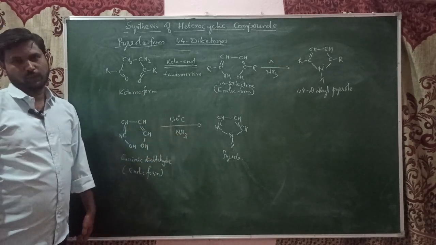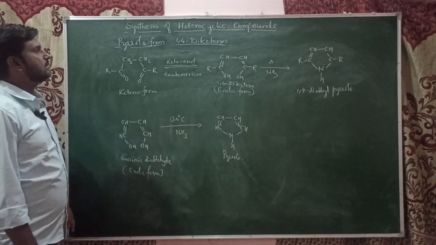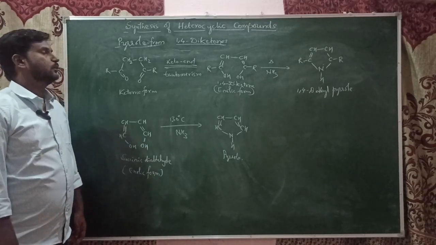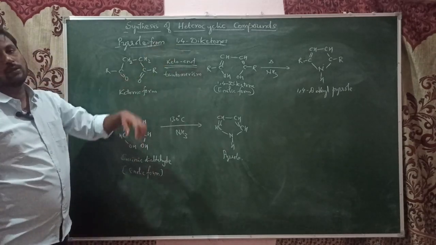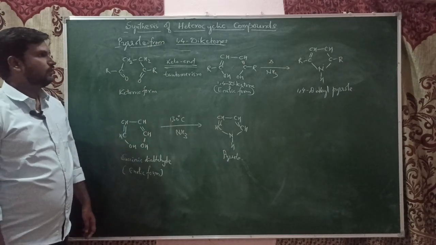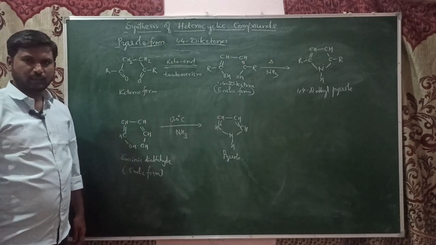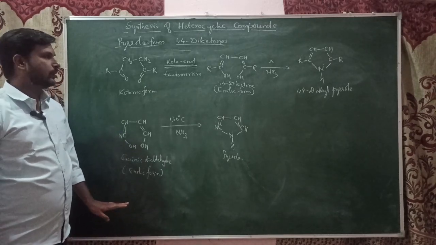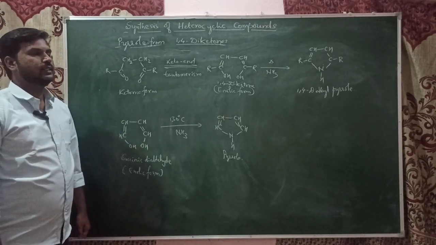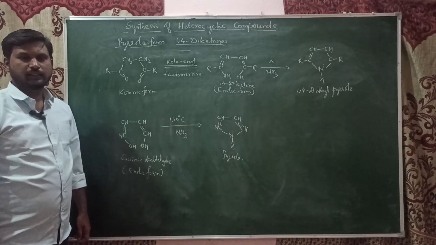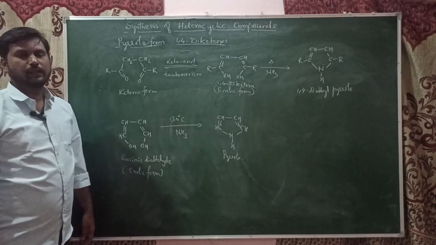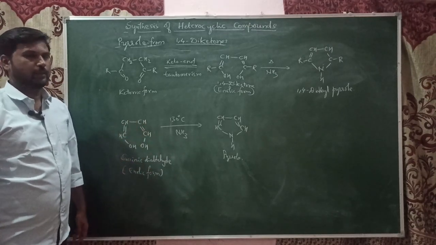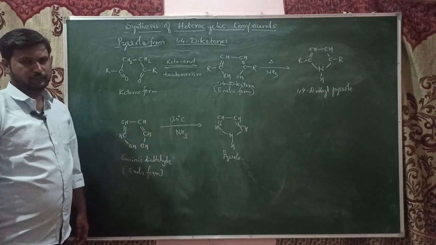So these three compounds, thiophene, furan, and pyrrole, can be synthesized from 1,4-diketones, one of which may be asked in your exam for 2 marks. This is a very simple and important method for the preparation of these 5-membered heterocyclic rings. It is also an industrially used method.